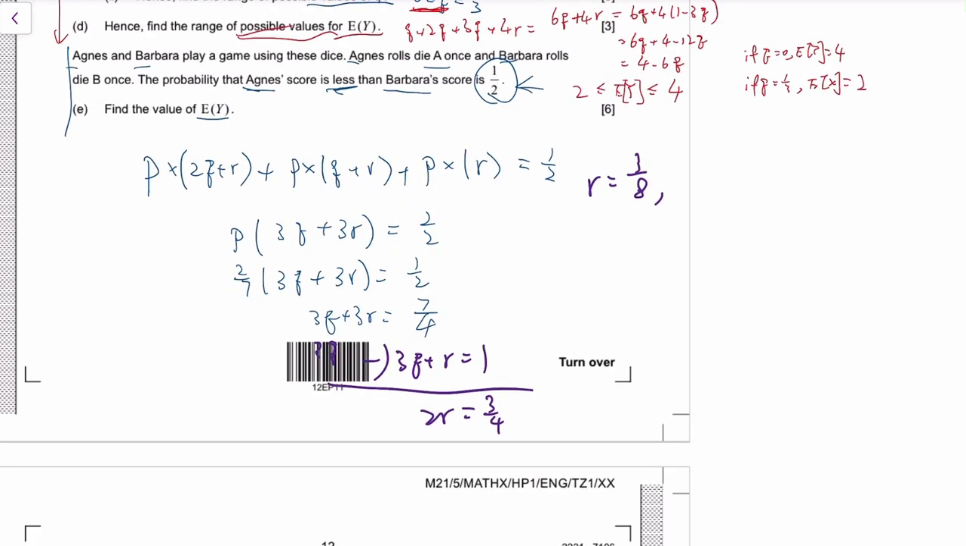Alright, then Q is what? 3Q plus R is 1. So 3Q is like 5/8. And Q is 5/24. Alright, so you can see we can find Q and R. Therefore, the expectation would be easy to find.